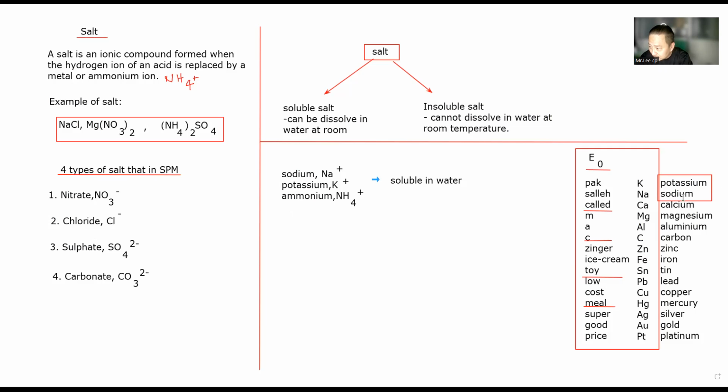Potassium also, right? These two, potassium and sodium, will be dissolved in water. You add one more, ammonium. Ammonium also dissolves in water, right? Now, memorize this one. Go and memorize this one.